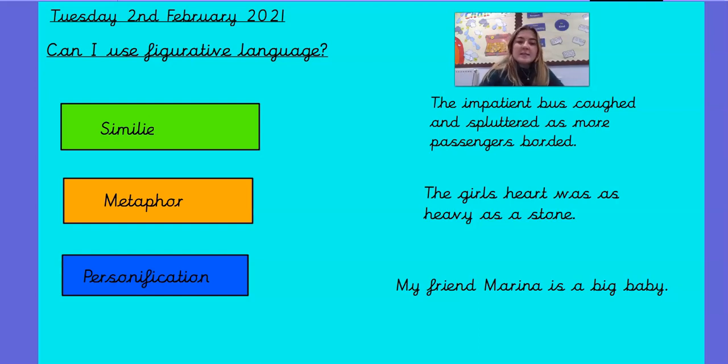So we looked at figurative language yesterday and what exactly it is and how we can understand it. But today we are going to see if you can use figurative language. So we're going to see if you can make some sentences better by using the features of figurative language that we have looked at. But first of all, I've got a challenge for you.